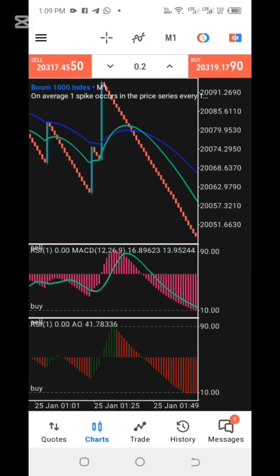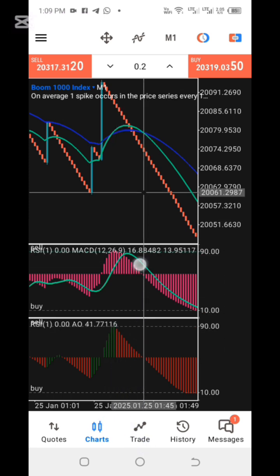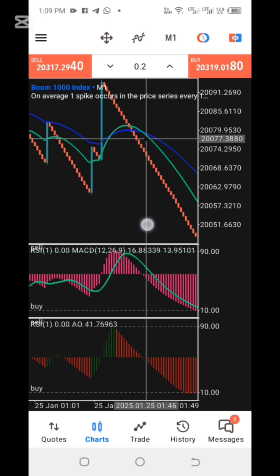Here again, the MACD reached level 90, the awesome oscillator reached level 90 and crossed the zero line, and the moving averages crossed each other and the green line is below the blue line. We take our sale and we take 10 candles. So as you can see, guys, this strategy really works.